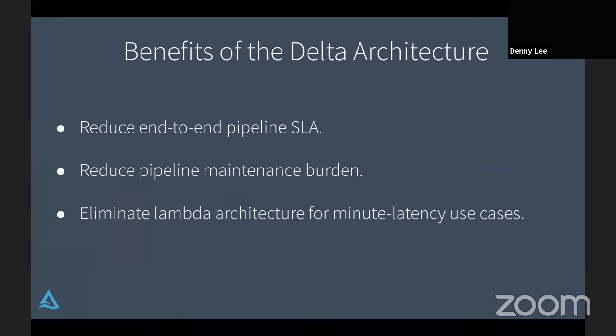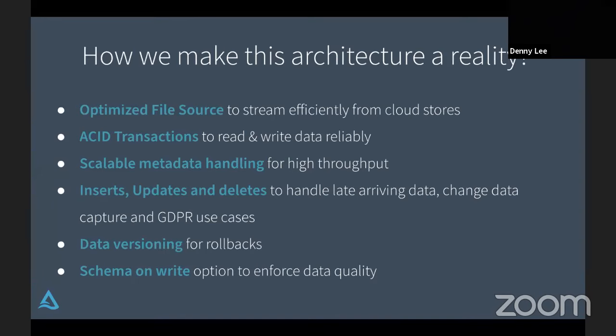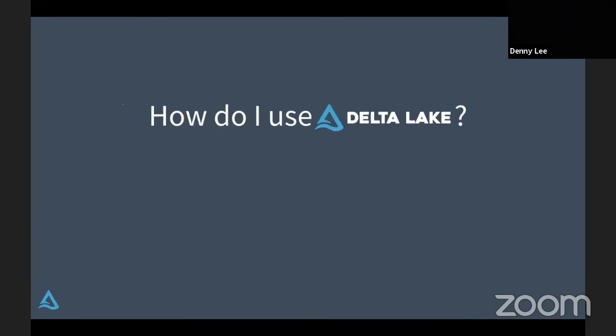All right. This architecture then reduces the end-to-end pipeline SLA, reduces pipeline maintenance burden, and eliminates the Lambda architecture for minute latency use cases, okay? And so we make this architecture real because you've got the open optimized file source, ACID transactions, scalable metadata handling for high throughput inserts, updates and deletes, okay, data versioning, and schema and write option to enforce data quality. Now, I skimmed through this really quickly because I'm going to show you how all this works. So, you know what? I'm actually going to stop presenting now, and I'm going to go right to the demo because I'll end with the how do I use Delta Lake.